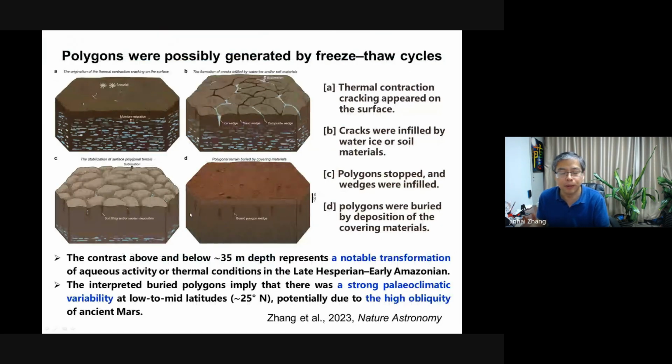This is maybe the great implication of this research: we have a clear reflection here beneath the 30 meters. That means Mars may have experienced a high obliquity in history, in ancient days.